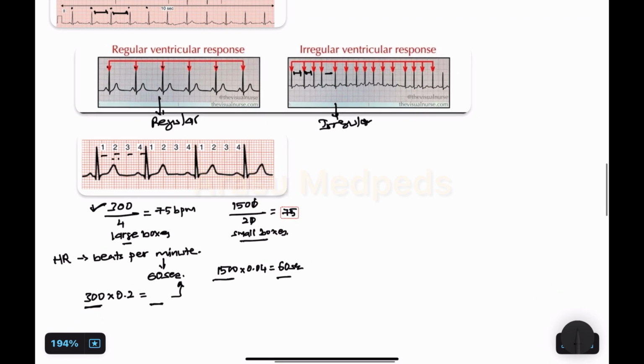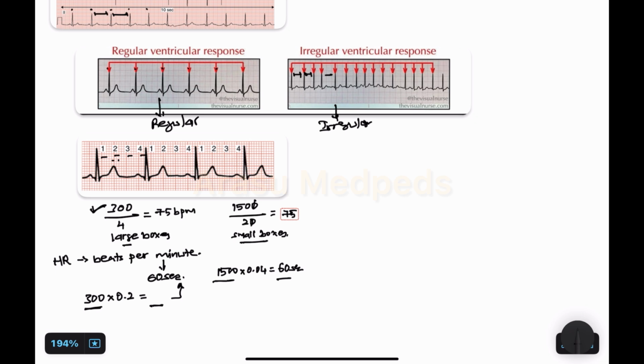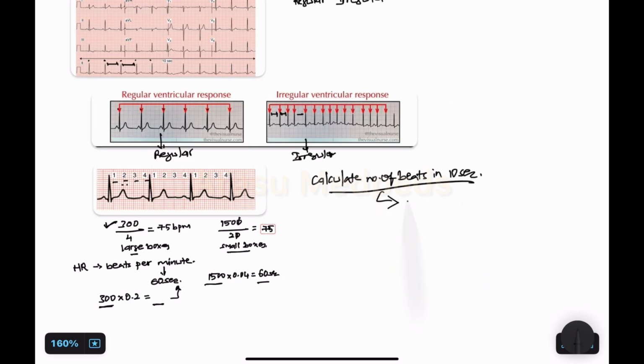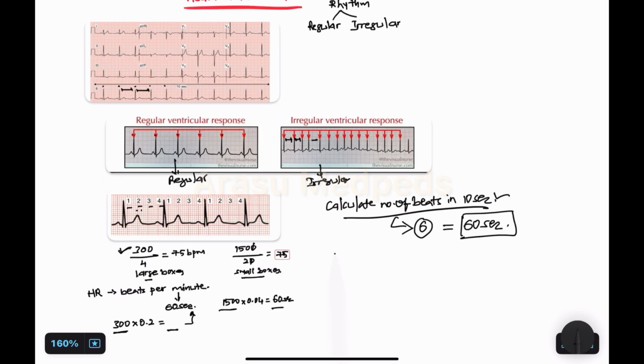Now we will discuss how to calculate heart rate when the rhythm is not regular. Here you can follow some simple tips. For example, first calculate the number of beats in 10 seconds. Then multiply it by 6, so that we will get the number of beats for 60 seconds, right? But how to calculate the number of beats in 10 seconds? From the previous class, we know that 1 second will occupy a total of 5 large boxes.